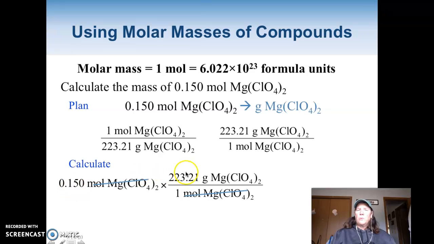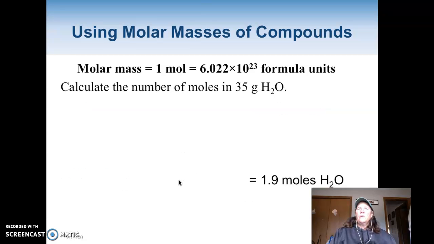So I'm just going to take 1.5 times 223.2, and again, we'd probably use 223, and you get 33.5. So it's like we did before with elements. Now we're just doing it for compounds. Okay, use the molar mass of this one.